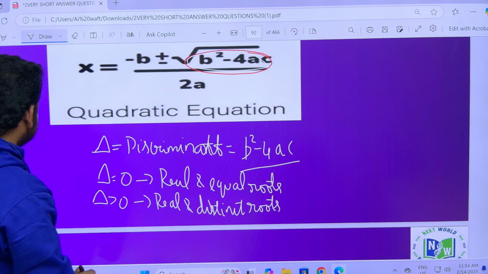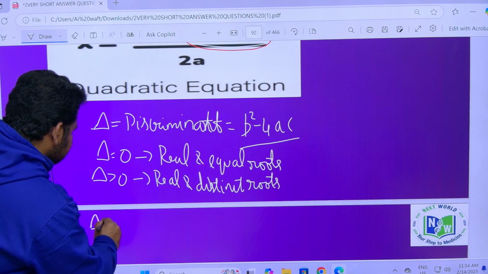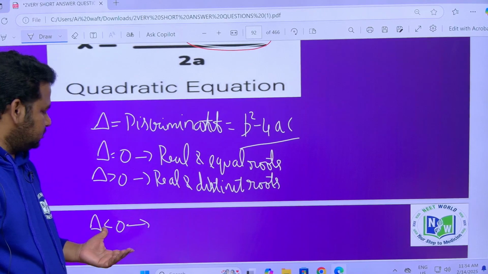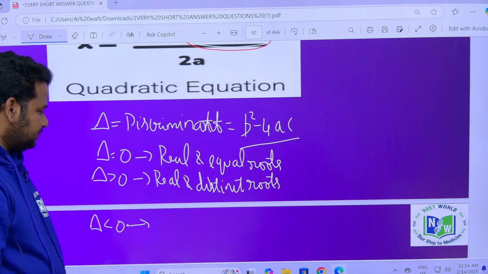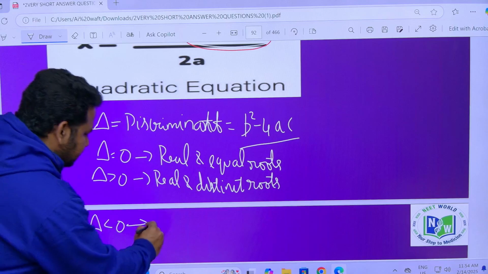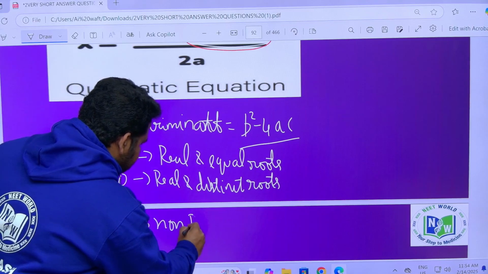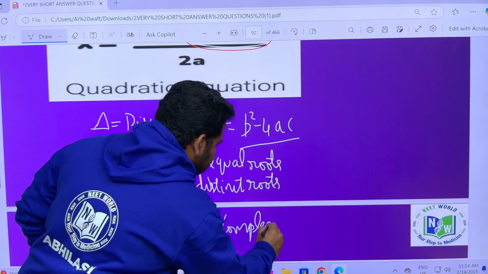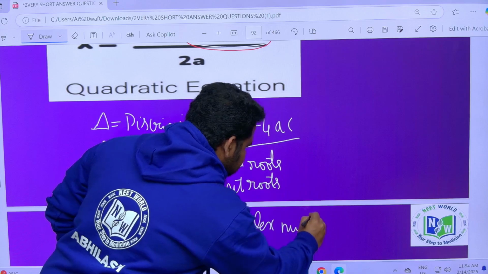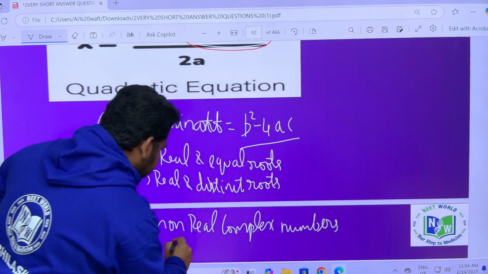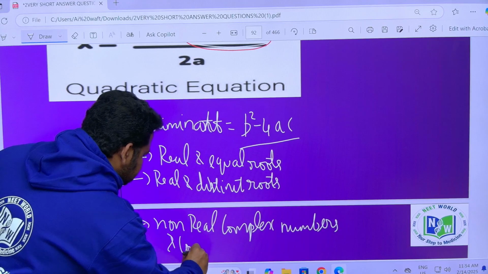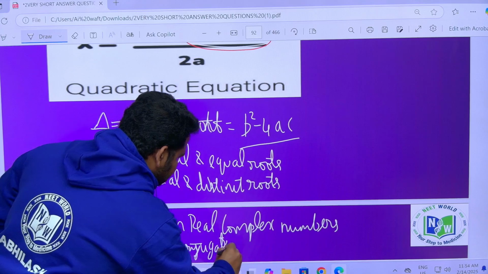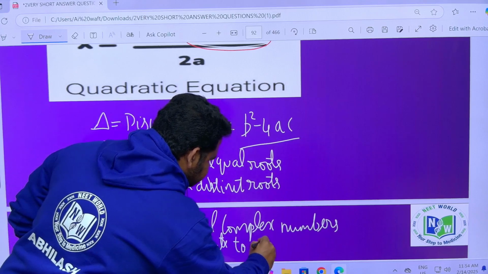Next thing you must understand is if delta is less than 0. This is where we dealt with the chapter of complex numbers. Here the roots are non-real complex numbers, and the roots are conjugate to each other, each of the roots is conjugate to each other.